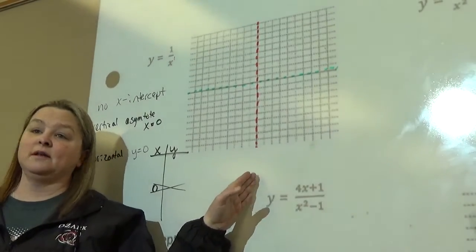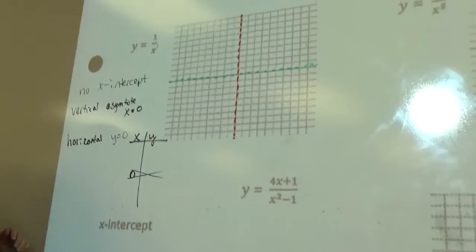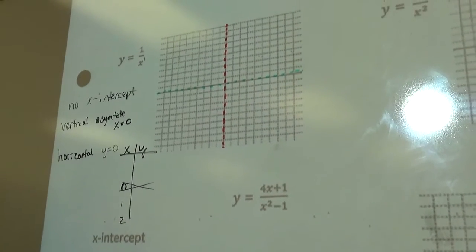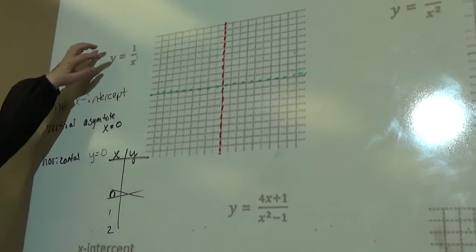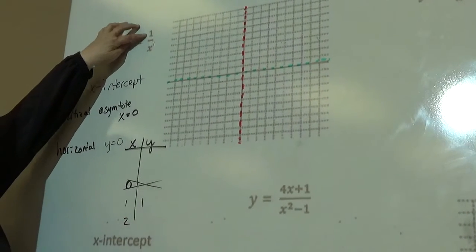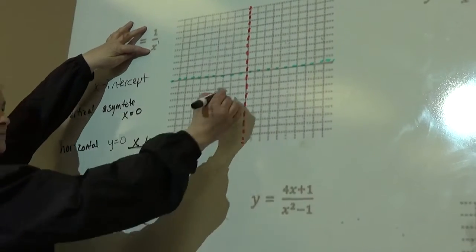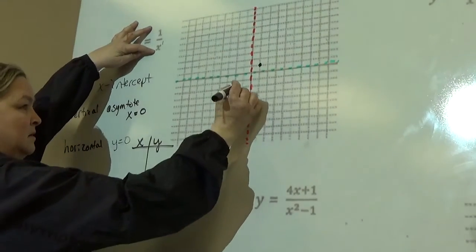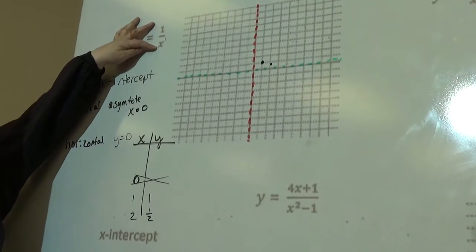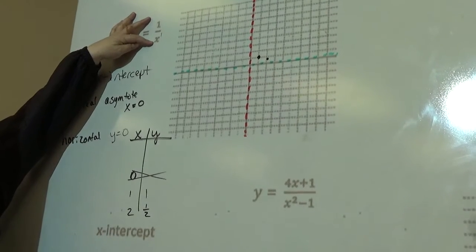So I want to try numbers on this side of my asymptote and numbers on this side of my asymptote. I'm going to try 1, 2, and see what that does. What is 1 divided by 1? 1. 1 divided by 2? 1/2. So let's plot those. 1, 1, 2, 1/2. Does that give me an idea of what the graph would look like? Not really. Kind of, but not quite yet.